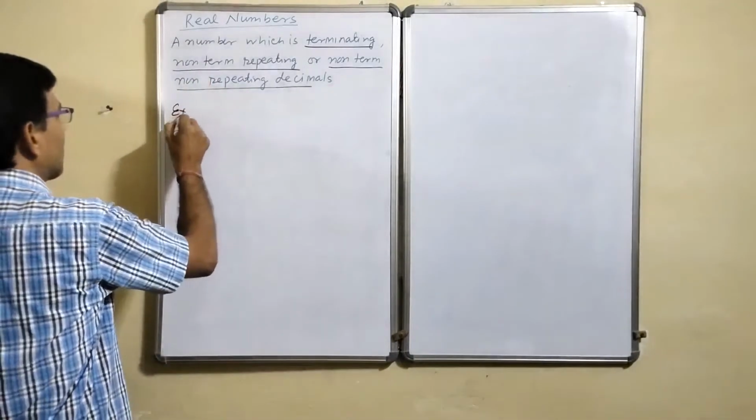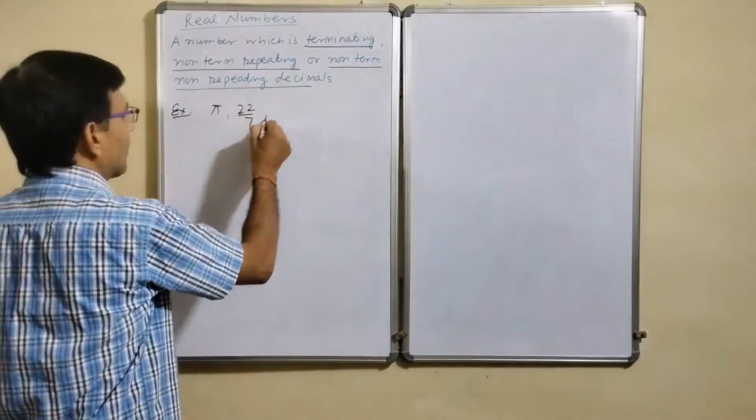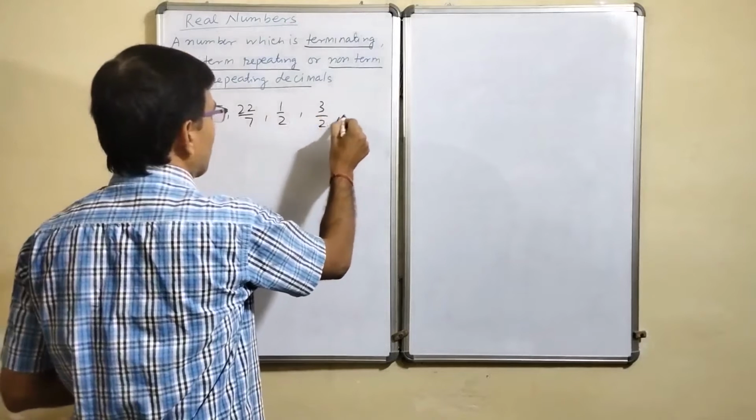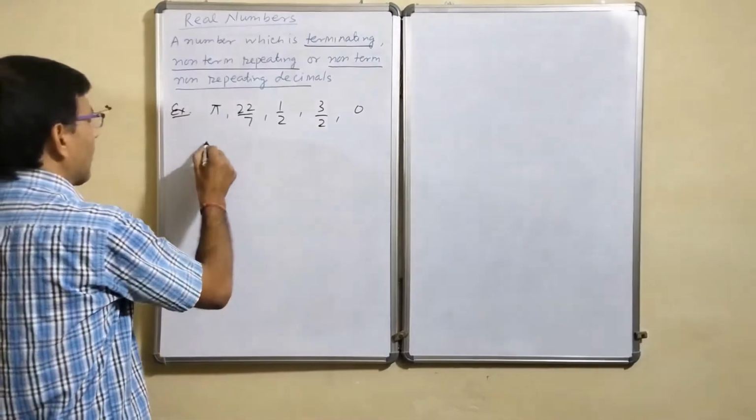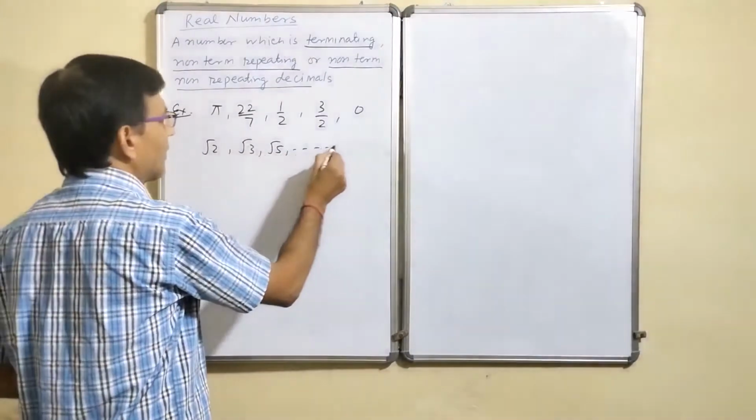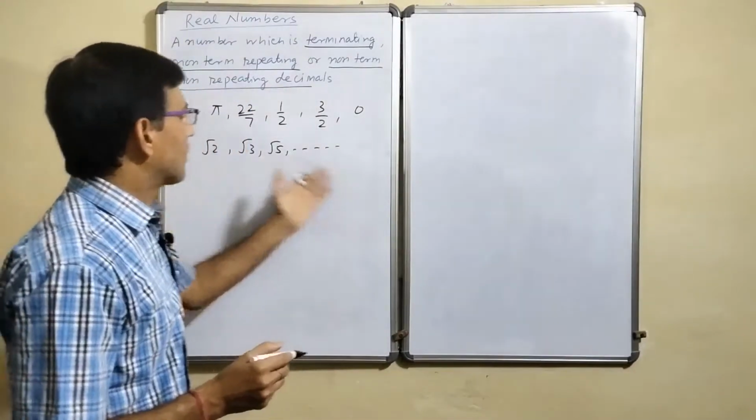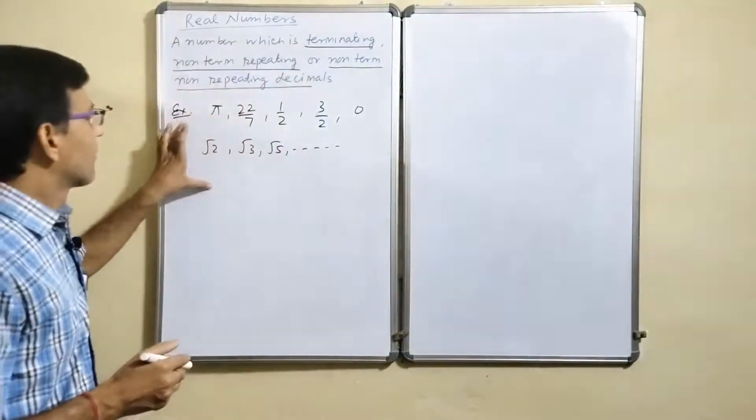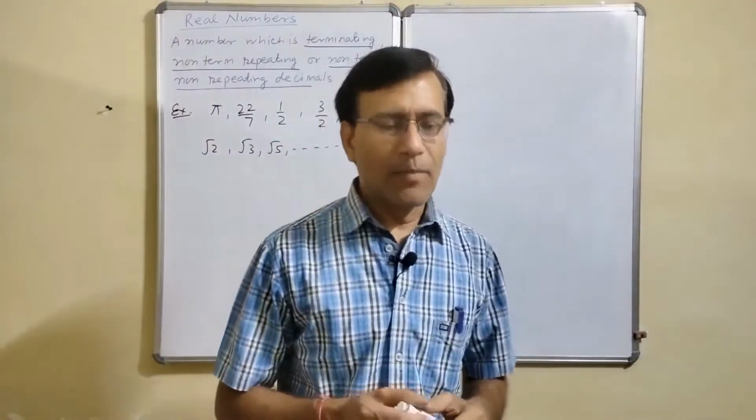So for example, pi is an irrational number, 22 by 7 is a rational number, 1 by 2 is a rational number, 3 by 2 is a rational number, 0 is again a rational number. We have under root 2, under root 3, under root 5, so on. So many irrational numbers are there. So these all are real numbers, and the representation of each and every real number is unique on a number line.